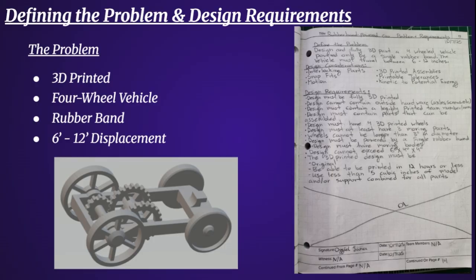According to the most important design requirements, my design is to be fully 3D printed, cannot contain outside hardware, must have at least 3 moving parts, have wheels with a diameter of 3 inches, be powered by a single rubber band, and must not exceed a 6 by 4 by 4 inch size constraint. The image below demonstrates an example of what my design should look like.